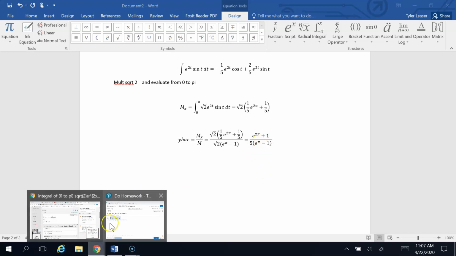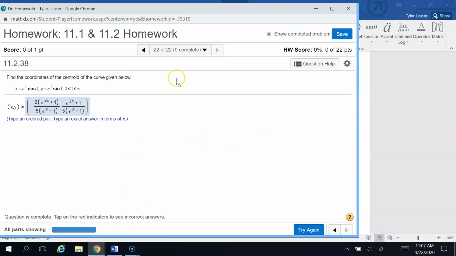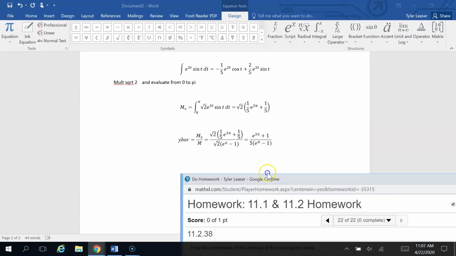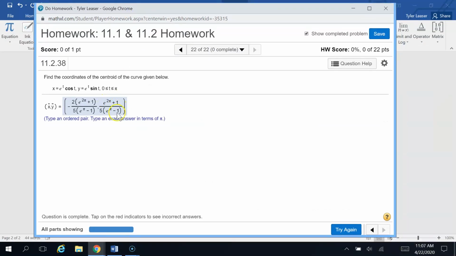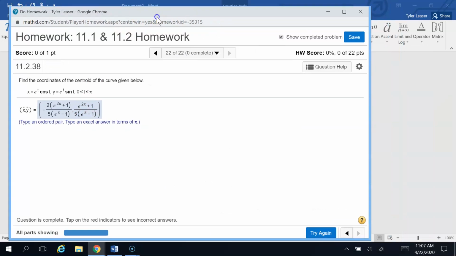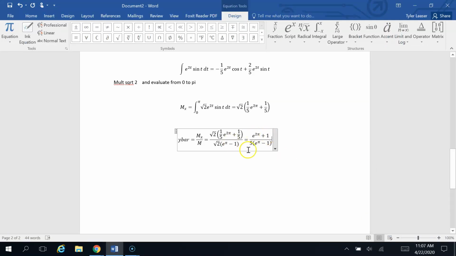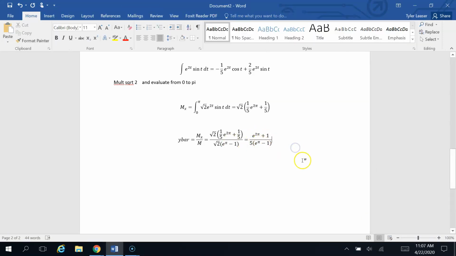Let's go to the answer here and just double check we got the right thing. And we do, right? So remember we were finding the y bar. So y bar, e to the 2 pi plus 1 over 5 e to the pi minus 1. Okay, so that was just to find the y coordinate of the center of mass.